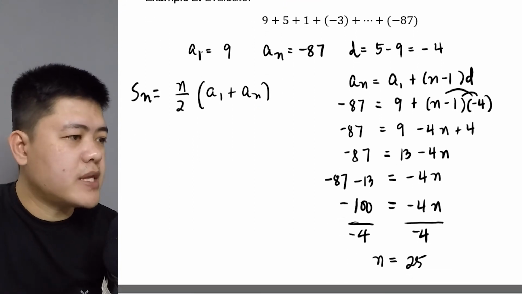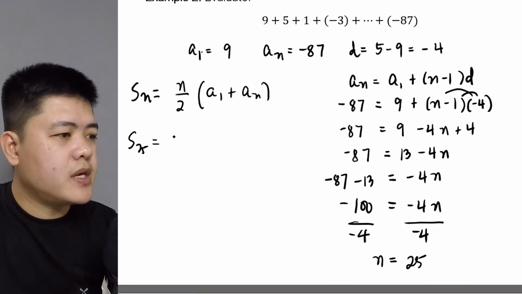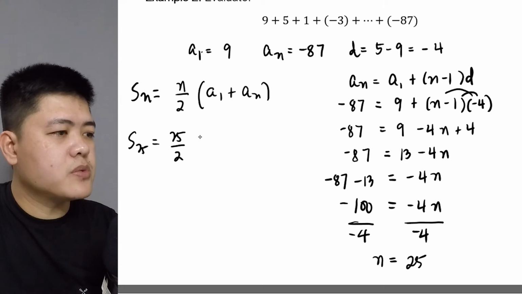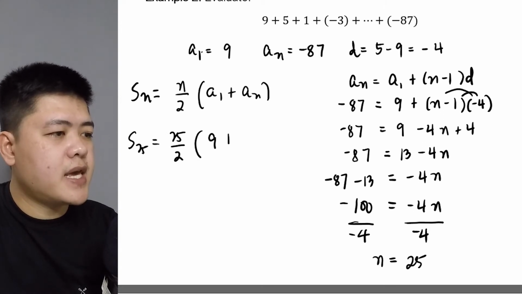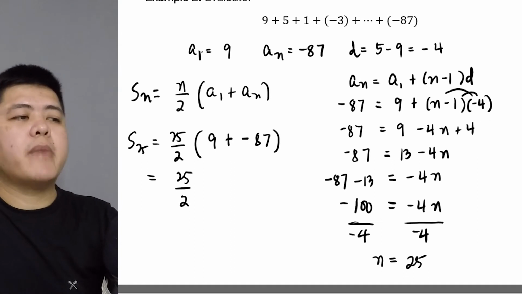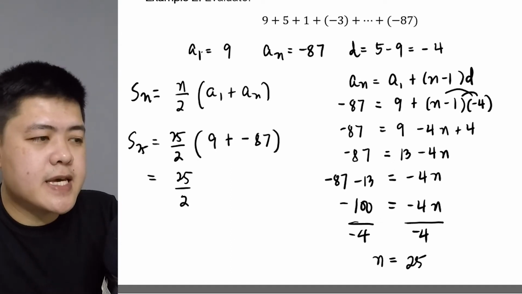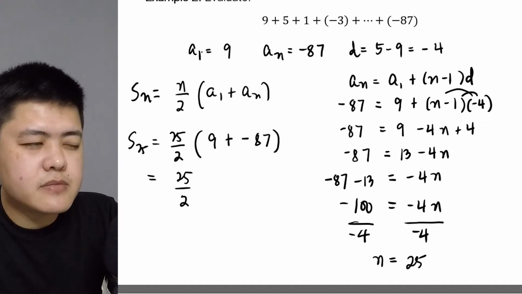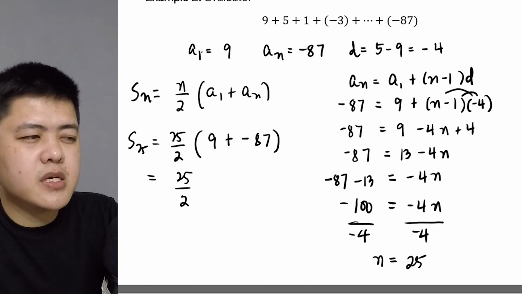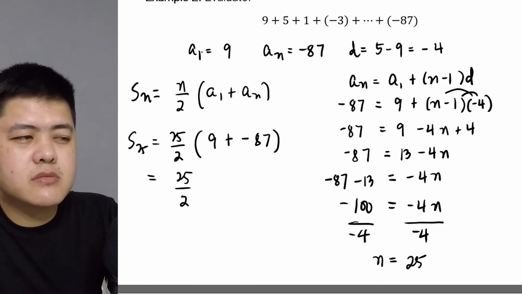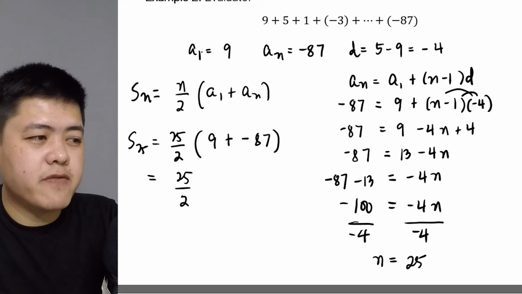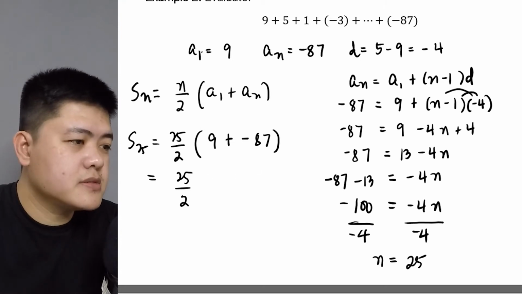And we want, ilan nga to? 25, no? So, we want S sub 25 equals 25 over 2. First term is 9 and our last term is minus 87. So, we have 25 over 2 times minus 87 plus 9, this is negative 78. Negative 78. Is it negative 78?